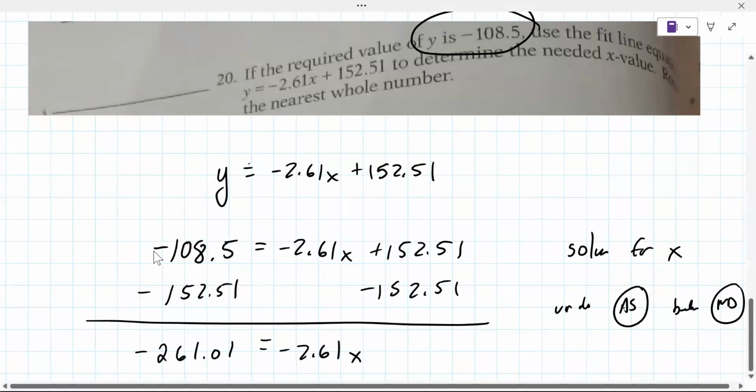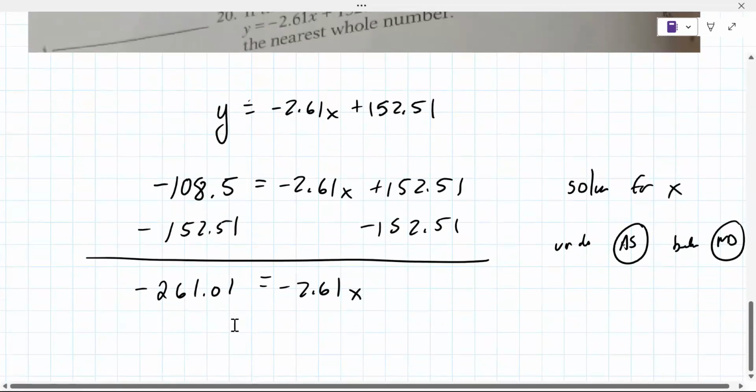But they're both negative. If they're both positive and you're adding them, that would just be a positive 261.01. That's true. You've got a number around 110, a number around 150. The answer's around 260. That's pretty reasonable. Yeah, that's true. Okay. All right.